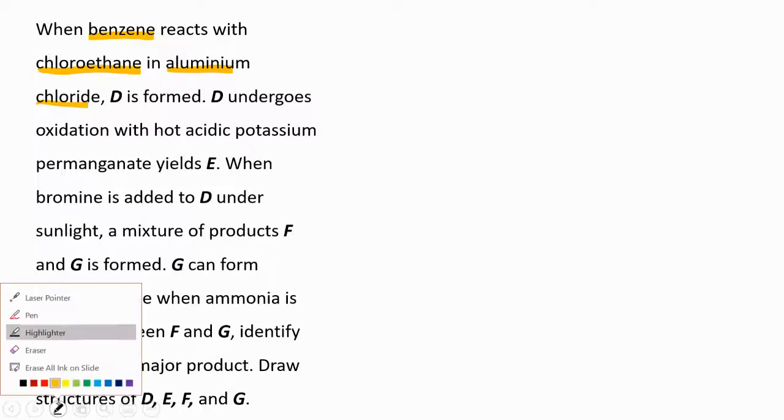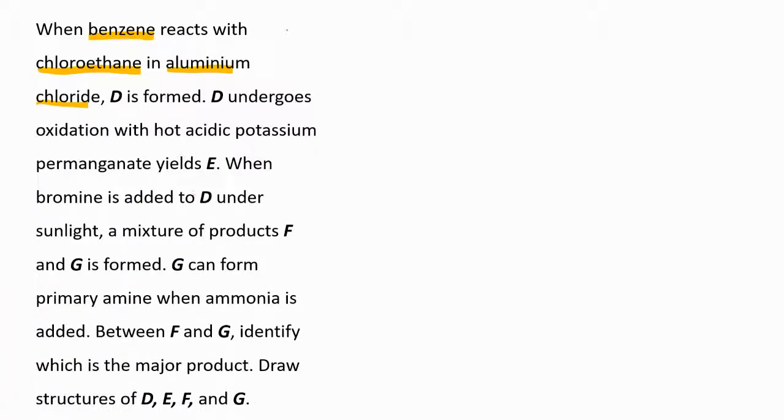So what I will do is write down first. Benzene, we know the structure. This is benzene. Then it reacts with chloroethane, and then in aluminium chloride forms D. Now this part is settled. Now we go on to the next part.